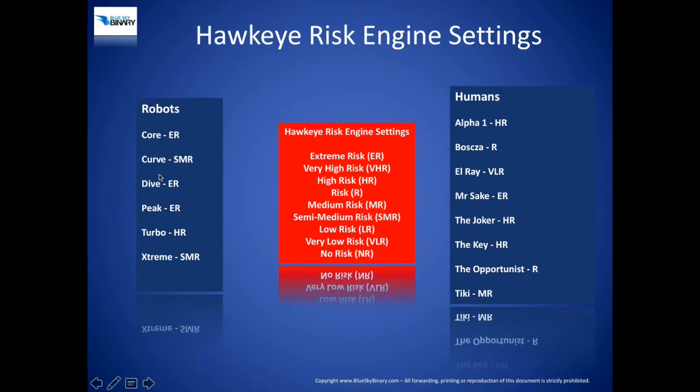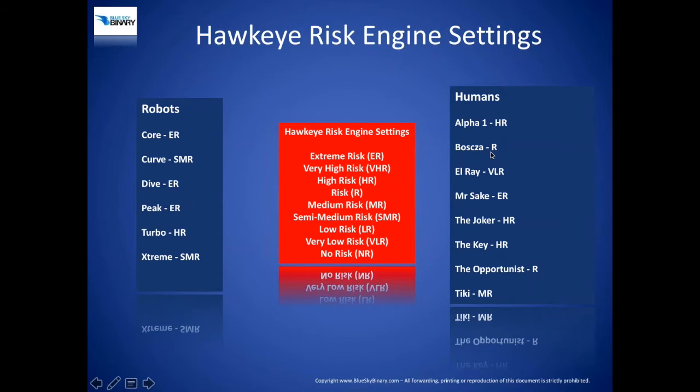And then Extreme, similar to Curve in terms of quality, not the greatest signal. This one we also suggest you use the semi-medium risk. As for the humans, those of you subscribed to the humans, we would suggest the HR or high risk setting for Alpha 1, very similar to Turbo. For Bosca, who has a very high volume of signals, probably higher than any provider, we would suggest the R setting, the risk setting. So it's a bit lower risk than the HR setting, and this is the setting that has yielded the best results on Bosca.